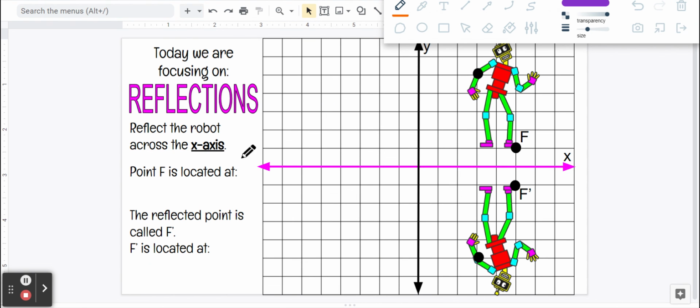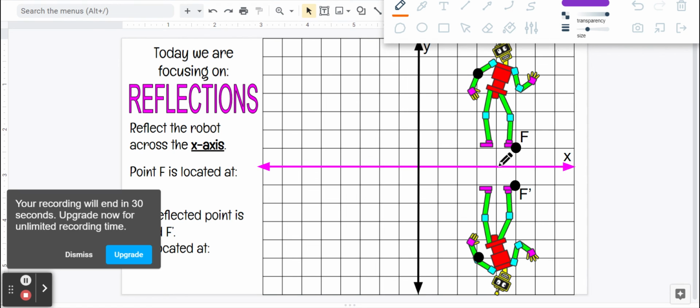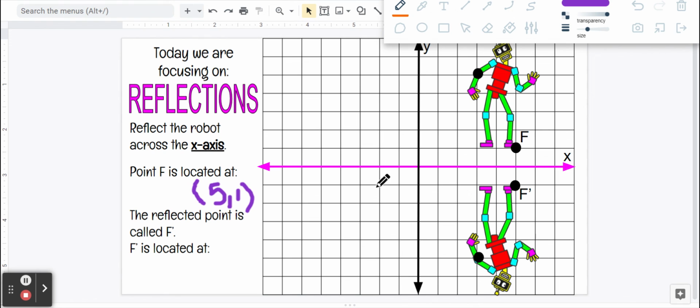Let's try one more. So the original one is up here. It's the original because it does not have the prime symbol. So the coordinates of that one, starting at the origin, we're going to go over first. 1, 2, 3, 4, 5, and up 1. What are the coordinates of F prime? We'll still go over 5, but this time we'll go down 1.